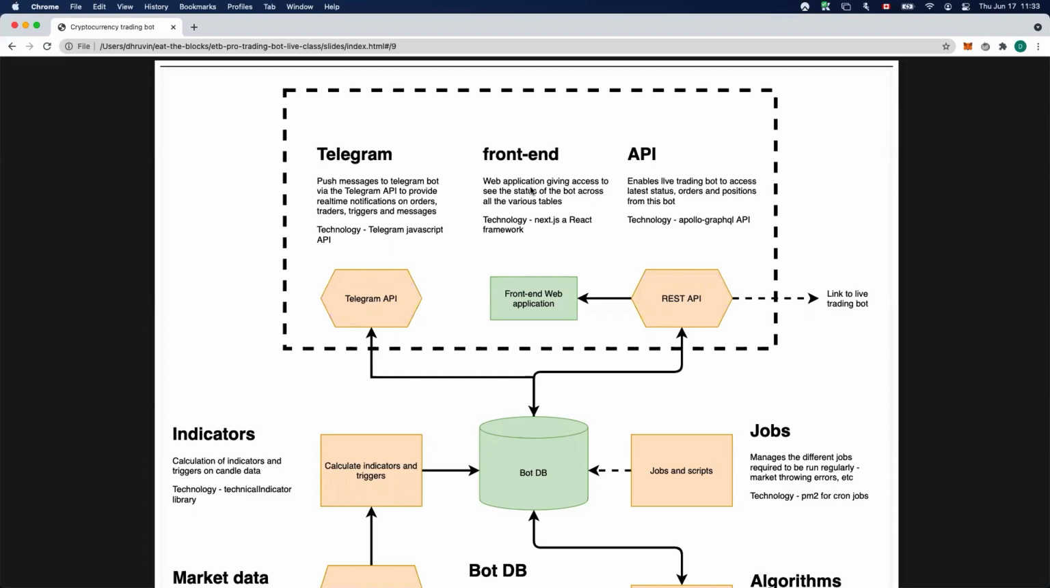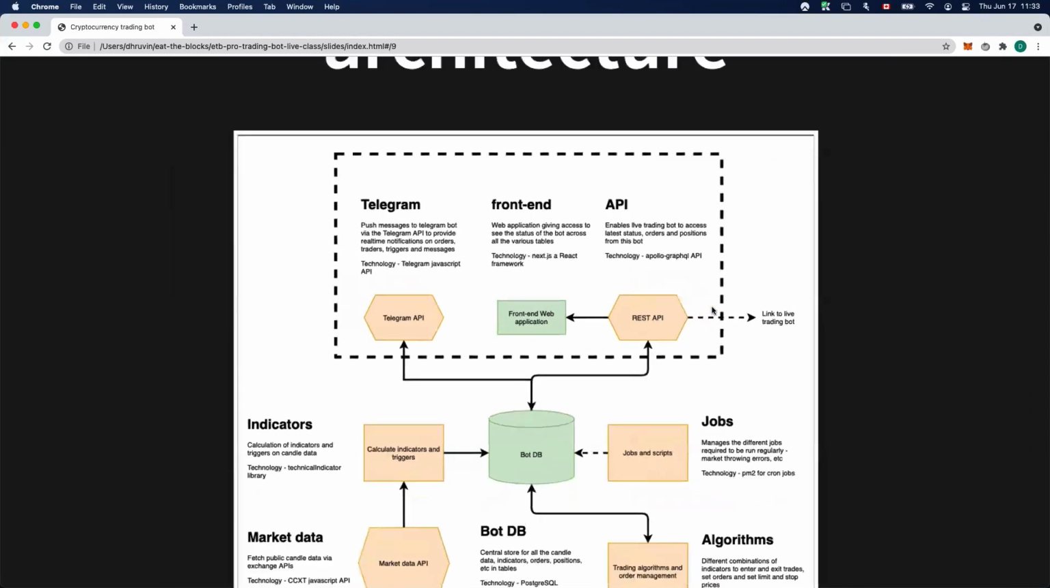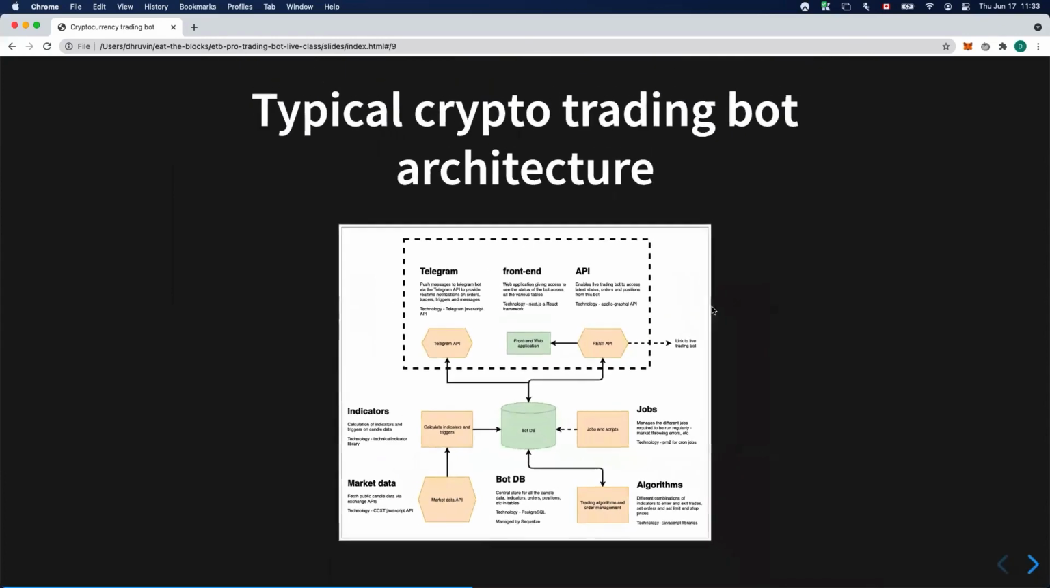Of course, if you would like to sell the bot, then you need to create a good front end. It's always a good practice to have communication between the front end and the database through a middleware, which is known as a REST API, right? So basically, this is a very high level architecture of a crypto trading bot, keeping in mind Node.js and all the libraries that are available around it.